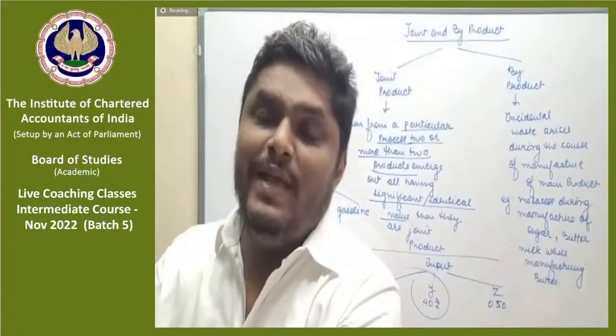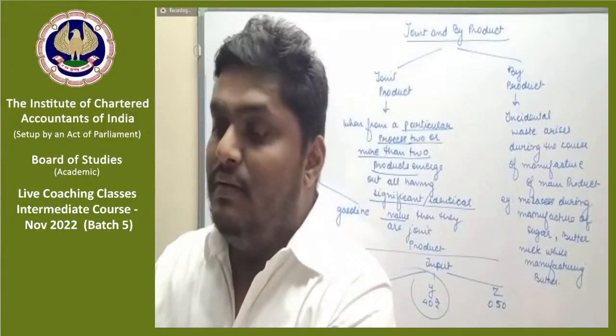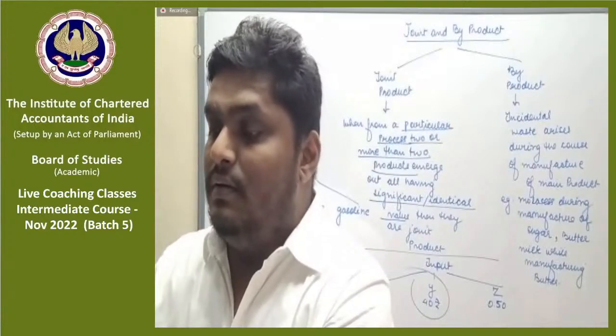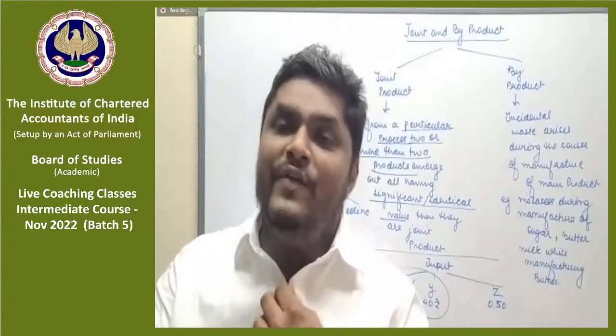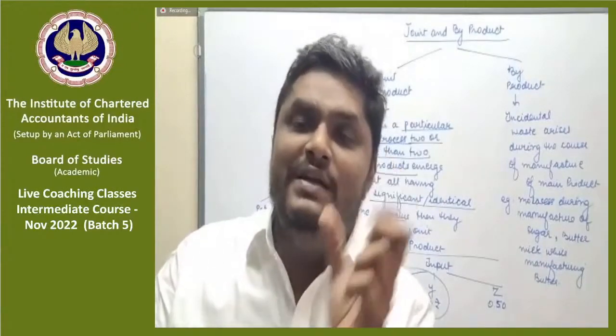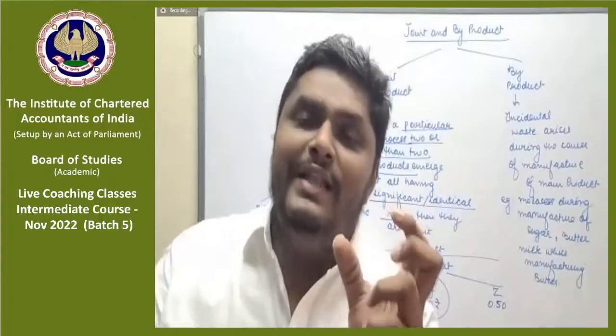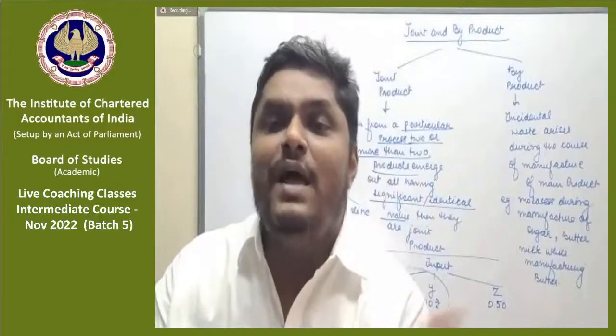Can anyone give me an example of joint product and byproduct? One more example, let's say I manufacture this shirt, and during the course of manufacture of shirt, certain fabric is left out and that fabric is further processed to get masks. So these masks are byproduct.